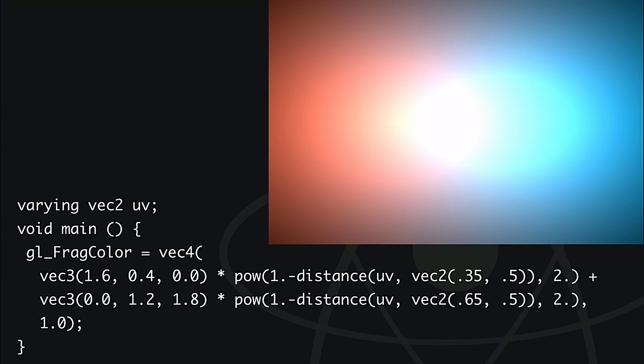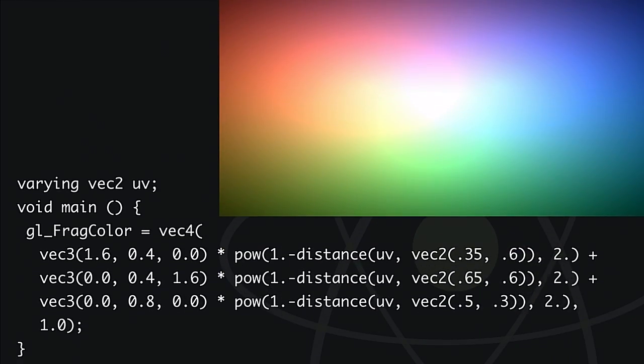Here's another example I've just written yesterday. It's just adding up 2 gradients together. So I have some built-in functions in this language, for instance, pow and distance. I can use them to combine, to multiply with colors, adding them up, and you can combine effects. If I just add one more gradient.